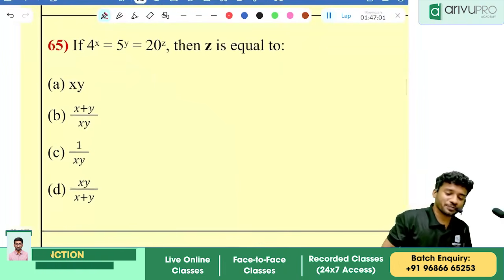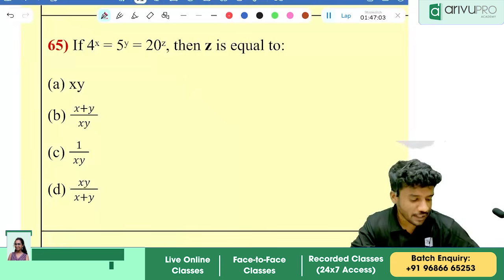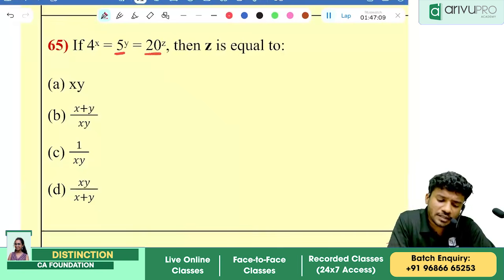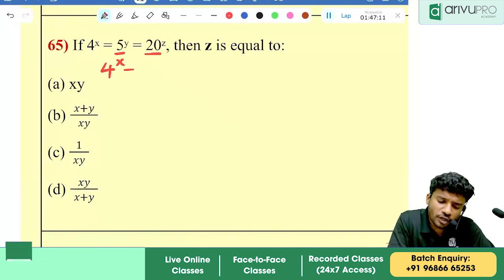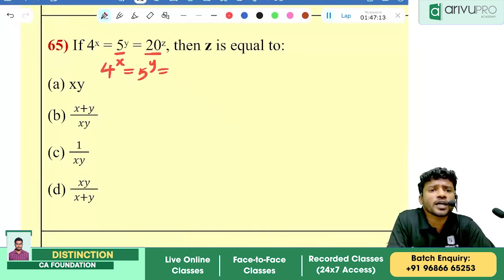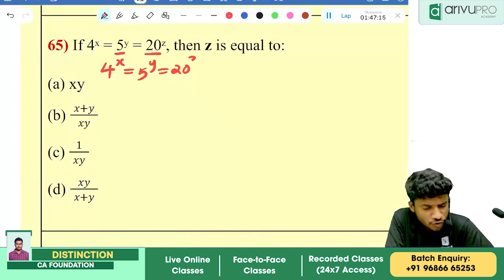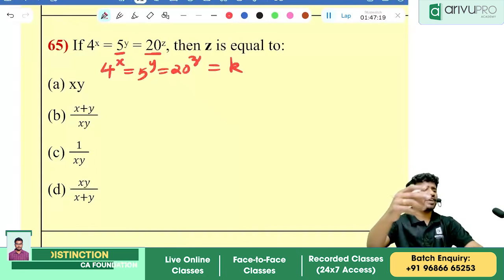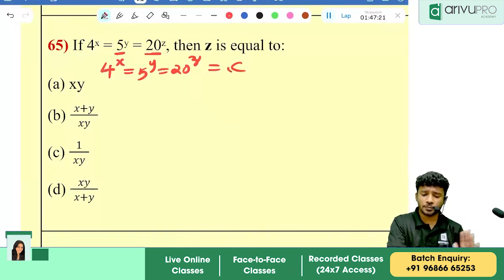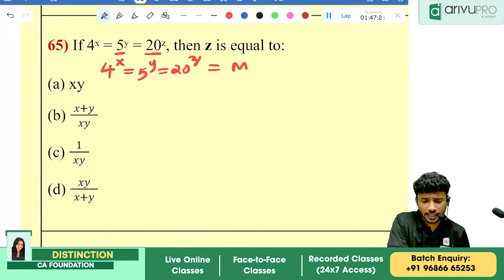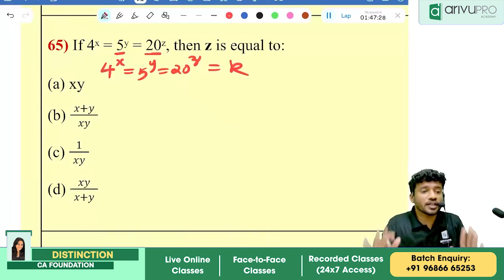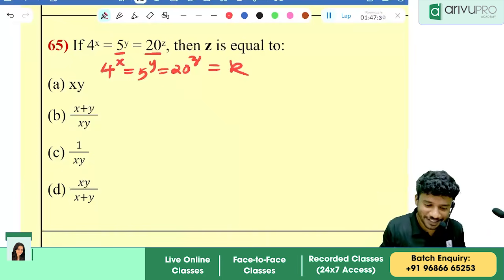Listen carefully, everyone. 4 raised to x is equal to 5 raised to y is equal to 20 raised to z. The method is very simple. We will assume 4 raised to x is equal to 5 raised to y is equal to 20 raised to z is equal to K, a constant value. If you want to assume it as C or M, up to you. I am taking it as K, because the book I studied at that time used K, so I am following that.